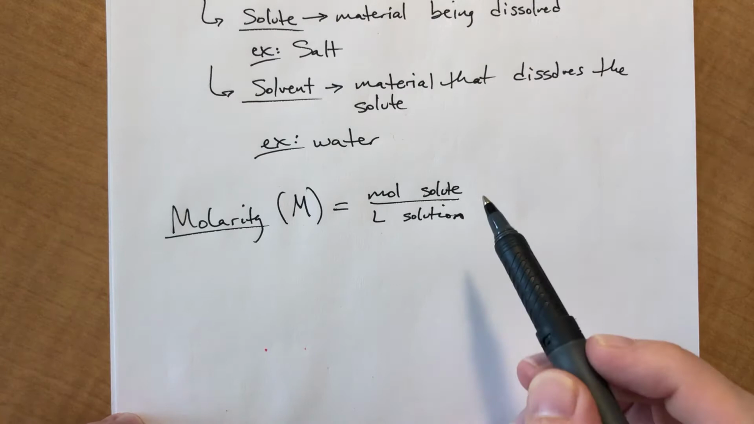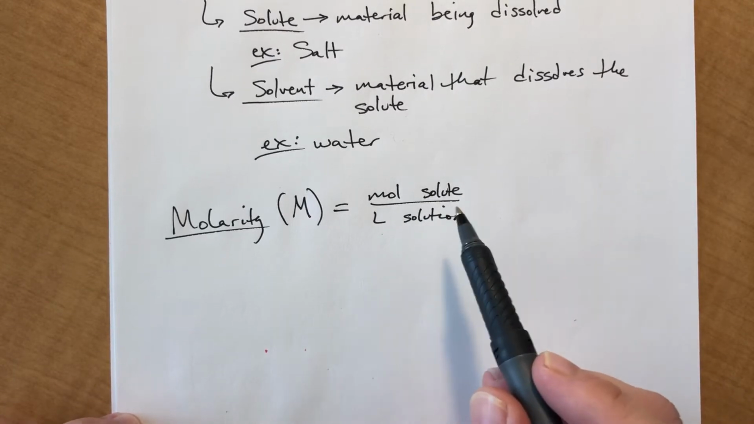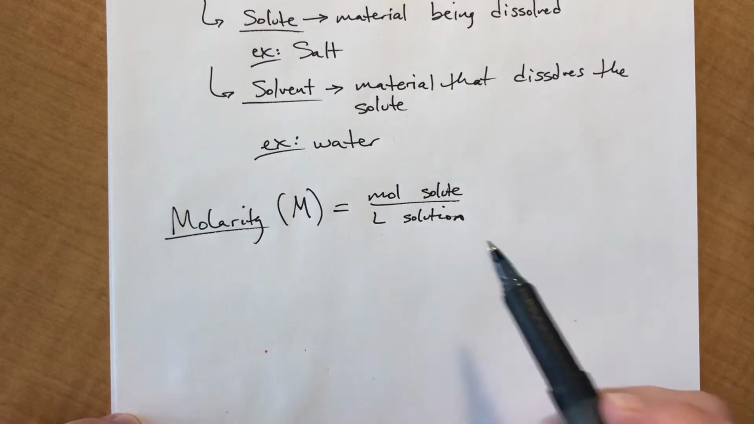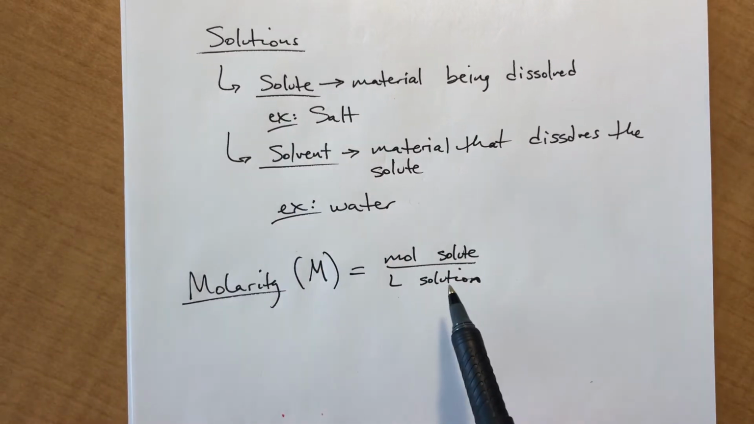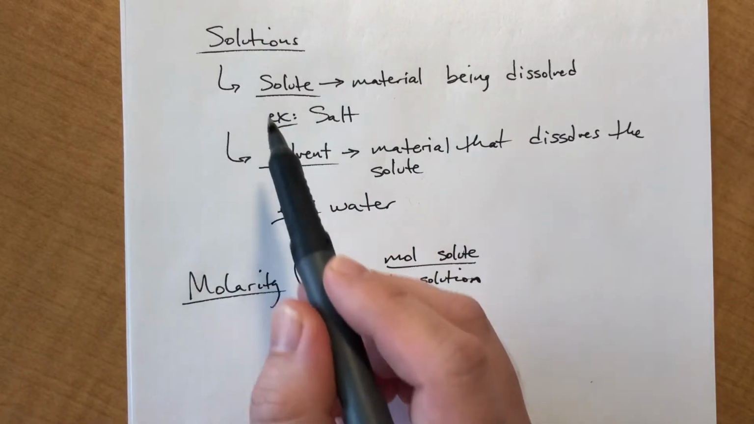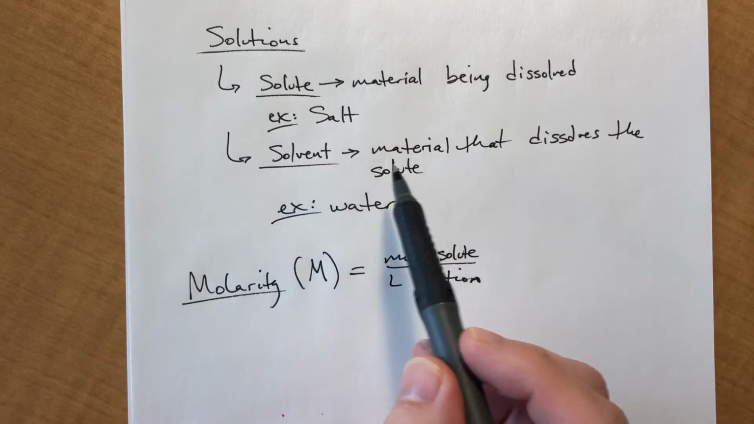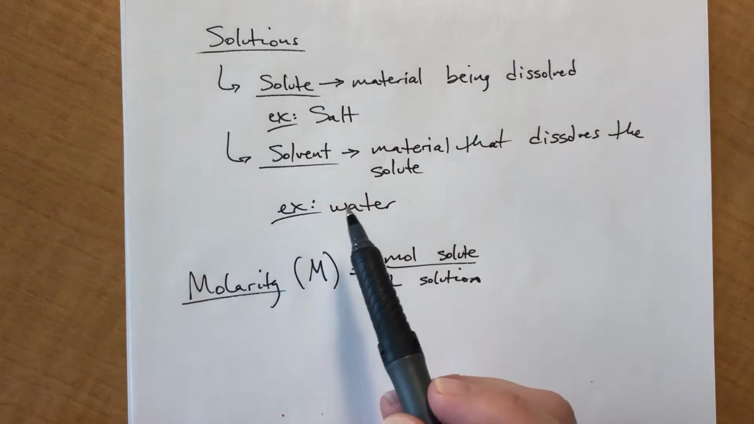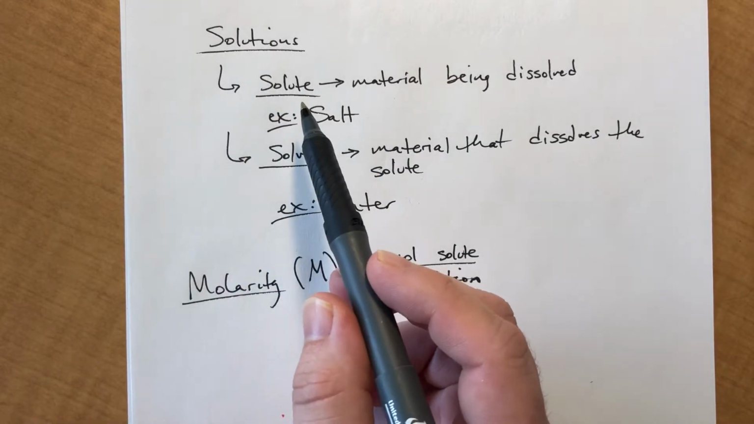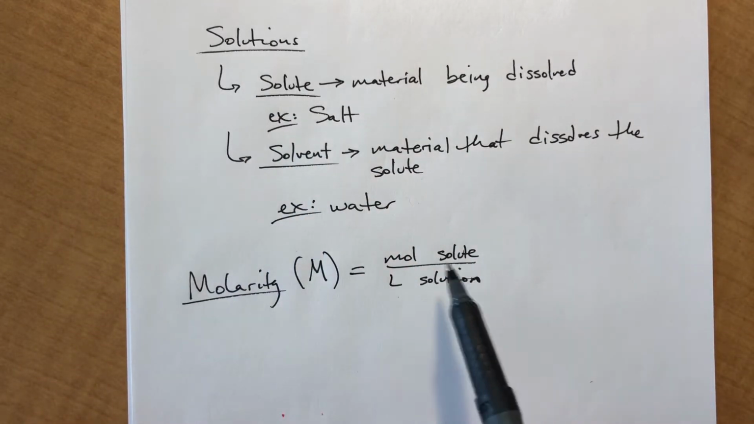So the moles of solute, we know how to convert from grams to moles, stuff like that. You just solve for moles of just the solute part, and then you divide it by the total volume of the solution. Typically, the solvent is most of the solution, so the total volume of the solvent and the total volume of the solution will be similar, but the solute does have volume, so we need the total volume of the whole thing all together.